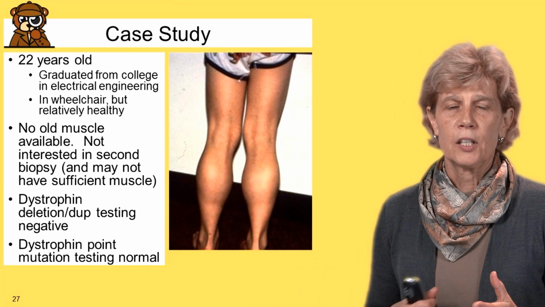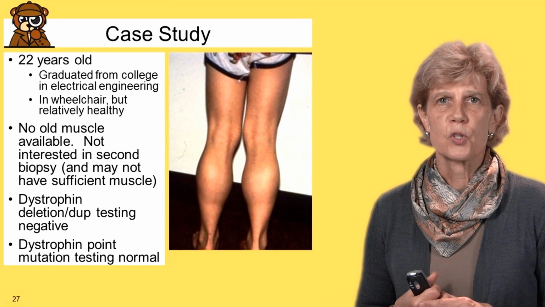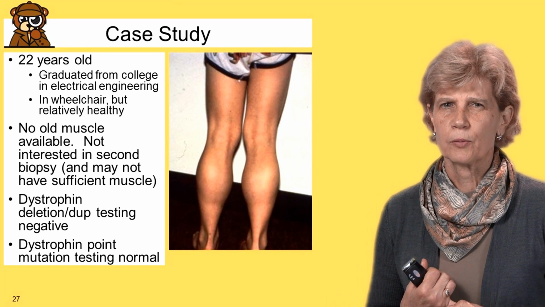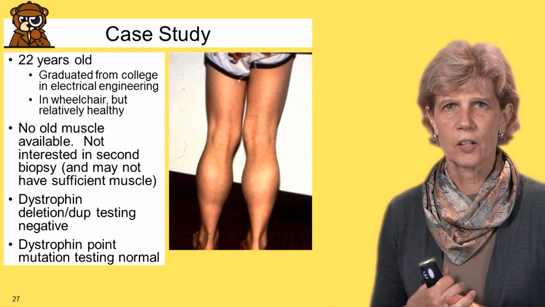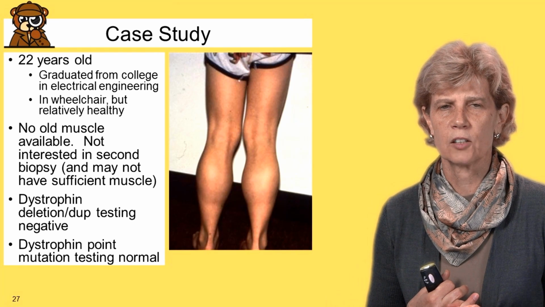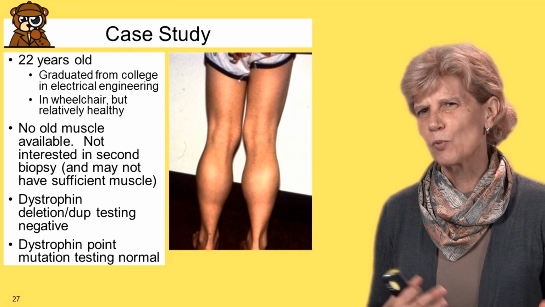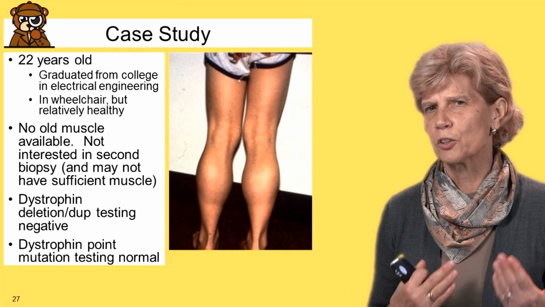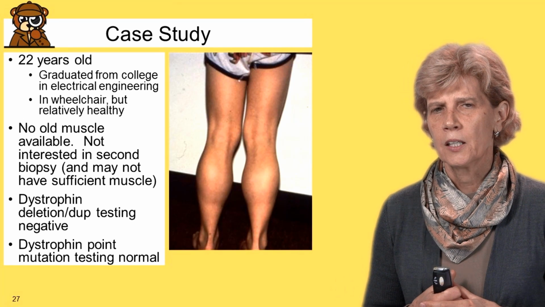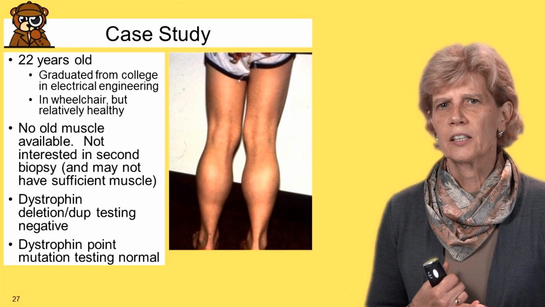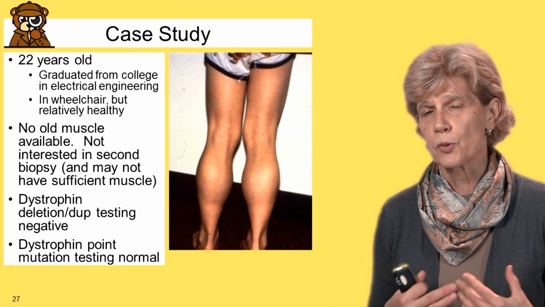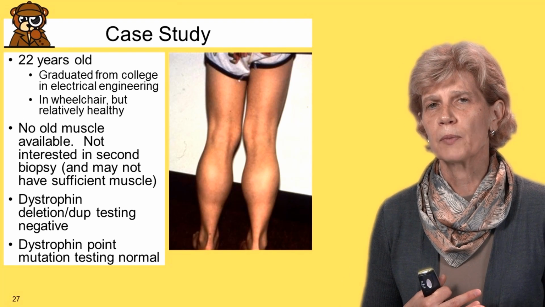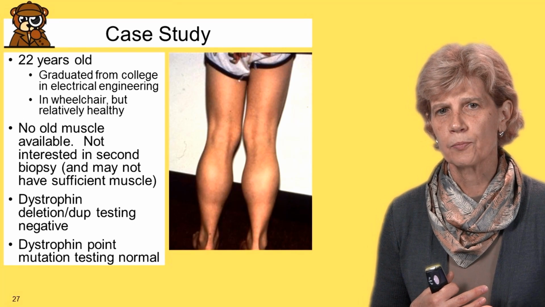When I first met him, he was quite a bit older. He was 22 years old. He had graduated from college in electrical engineering. He was in a wheelchair, but other than that, seemed quite healthy. So this wasn't feeling to me like a typical Duchenne muscular dystrophy at the time. He had no old muscle available, and he was very much not interested in undergoing a second biopsy, and at this point he was quite atrophic, and I'm not sure we would have been able to find muscle to biopsy.